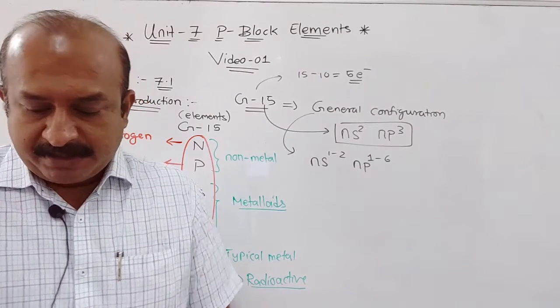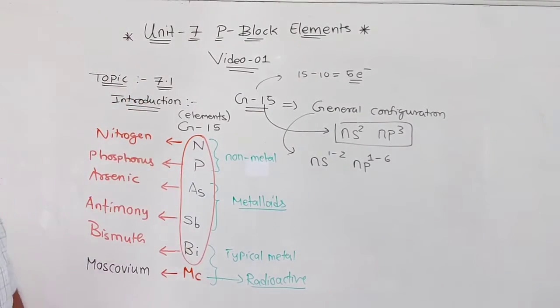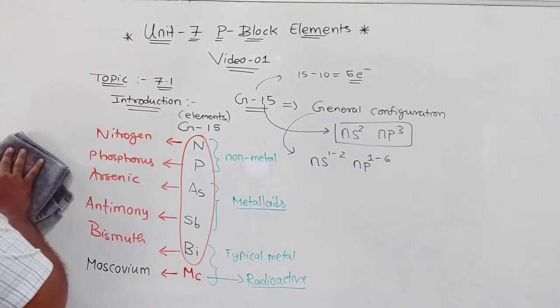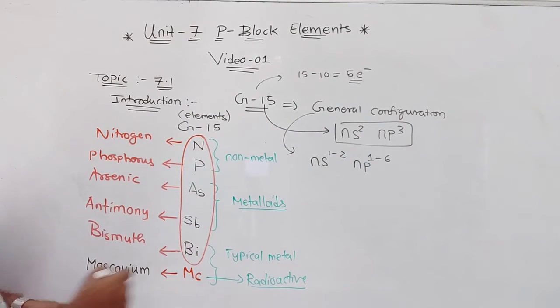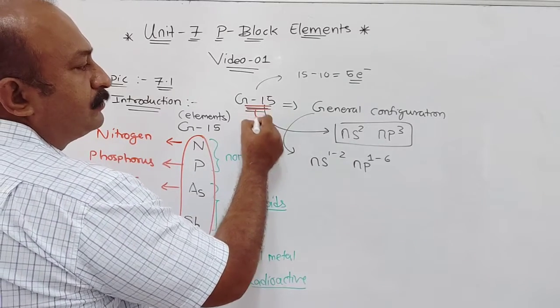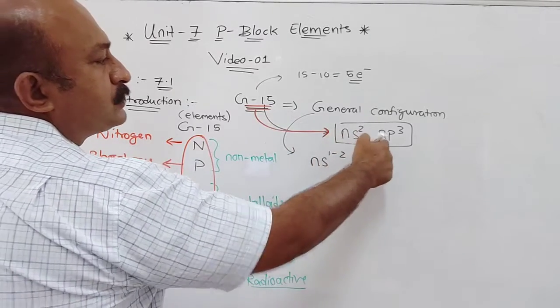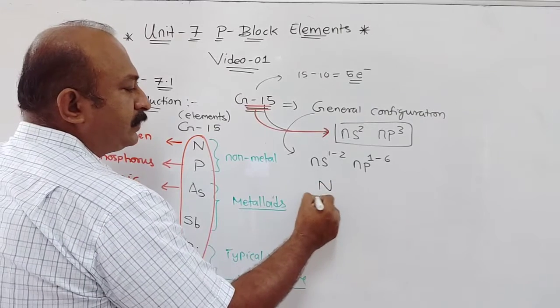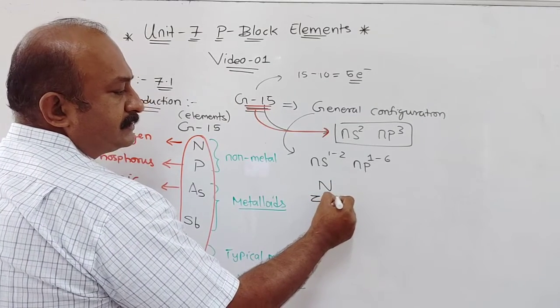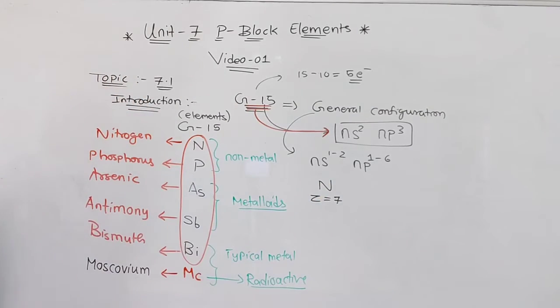Go through that. Now the next topic I am going to discuss is electronic configuration. We have already discussed that the electronic configuration of group 15 elements is ns2 np3. Understood? Now suppose I want to write the configuration. We know nitrogen's atomic number, Z, is 7.